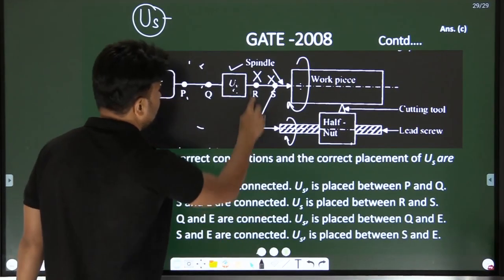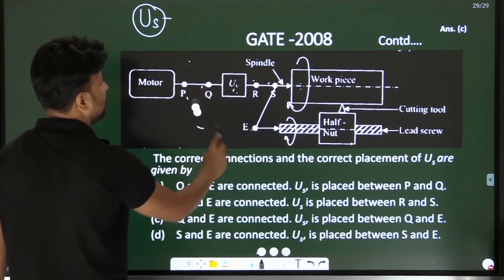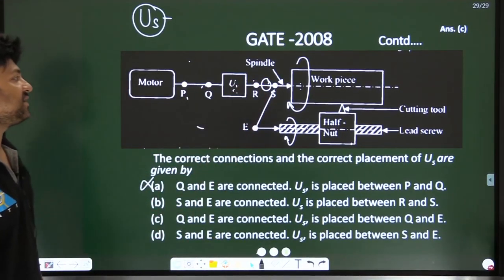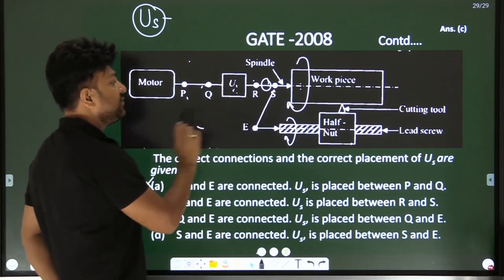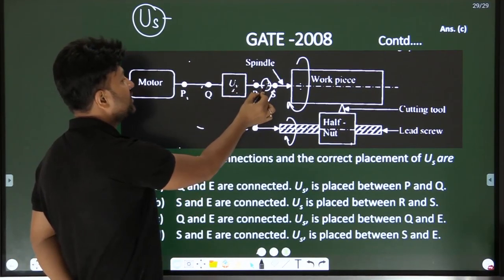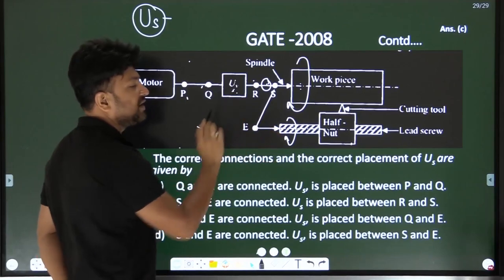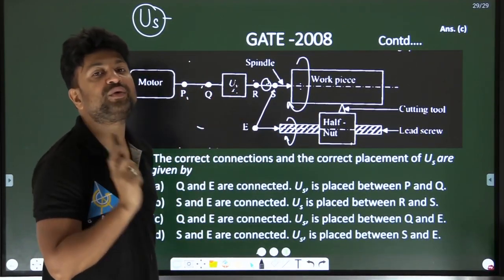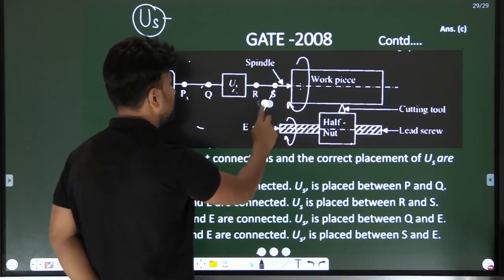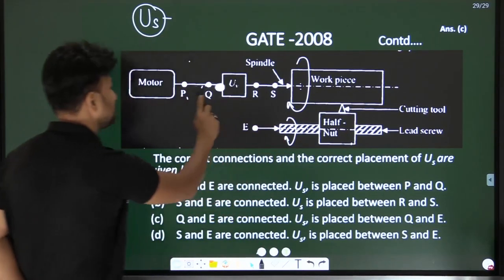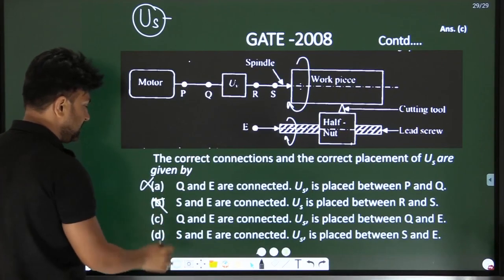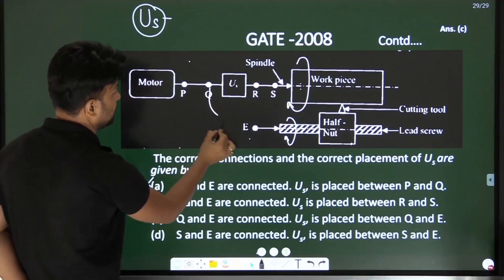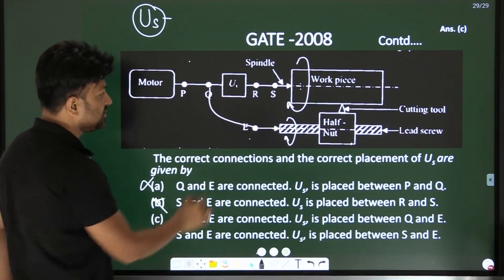Oh my God! Again a blunder. If you connect S and E and you are placing the gearbox here, then what happens? If you change UV, then US will change. If US changes, then it will affect. And the condition is that both do not affect each other. So this is again not a possible case. So cancel this. Q and E are connected. US is placed in between Q and E.